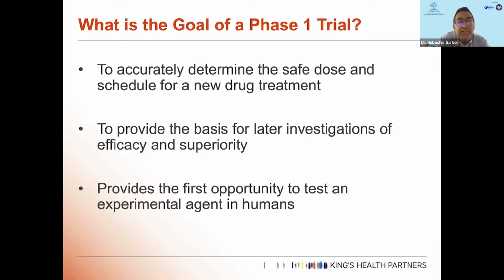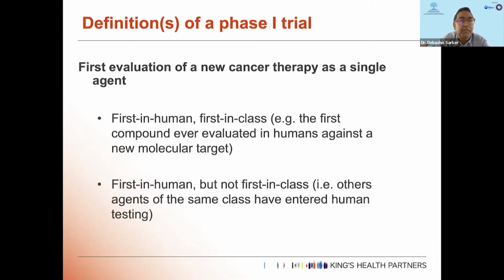However, it should provide the basis for later investigations of efficacy and superiority, what we've heard about in terms of the phase 2 and phase 3 clinical trials. And it really provides the first opportunity to test an experimental agent or combination of agents in humans. So there are different types of phase 1 trials. Again, that's the first thing you need to understand.